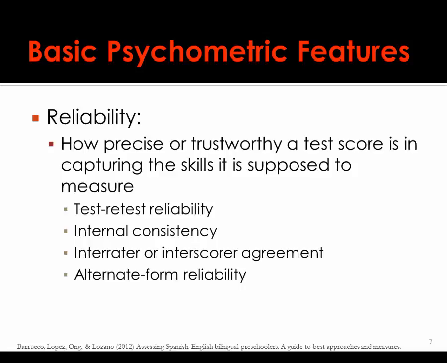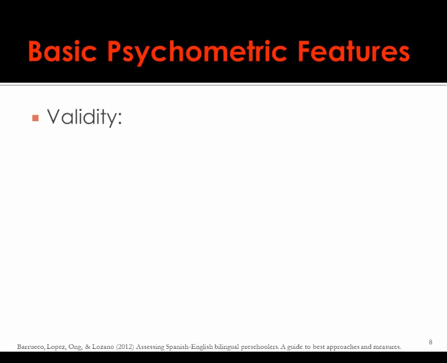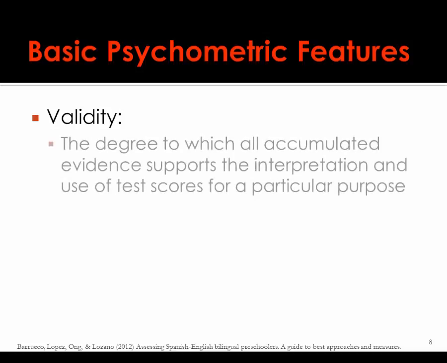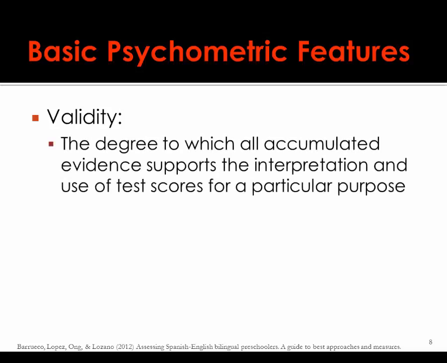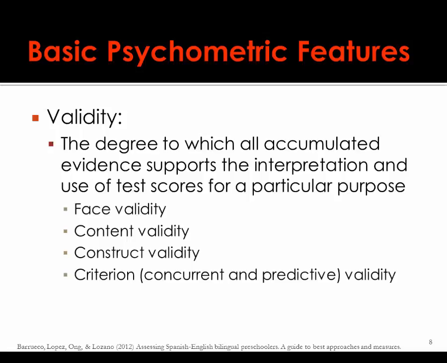The next one, which is very important, is validity: how well a measure actually measures what it is supposed to measure. So this is the degree to which the accumulated evidence from the test supports the interpretation and use of the test scores for a particular purpose. And in the manuals, you're going to find face validity, content validity, construct validity, and criterion validity that can be divided into concurrent validity and predictive validity.